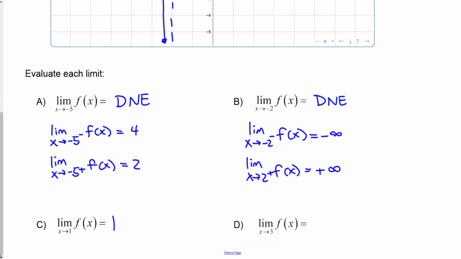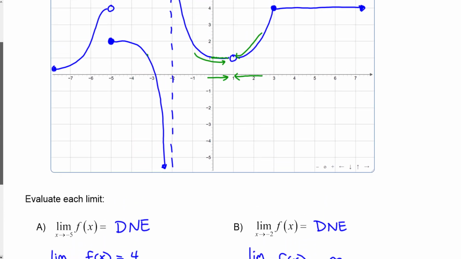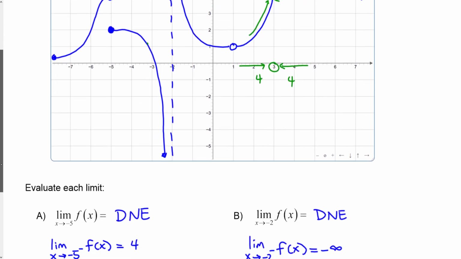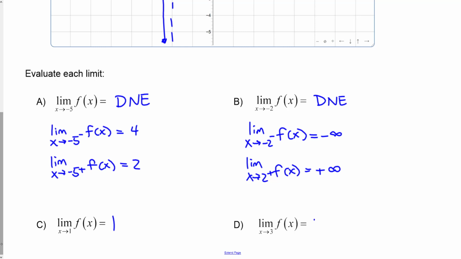And lastly, the limit as x approaches 3. So here's 3. Get rid of some of these marks. What we want to do is see what happens on the left-hand side of 3 and then the right-hand side of 3 in the y values. On the left-hand side, these y values are going up to this particular point, which is at 4. So the limit from the left is 4. On the right-hand side, these values are approaching this same point. So the limit from the right is also equal to 4. Since the limit from the left and the limit from the right agree with one another, we say that this limit exists and is equal to 4.